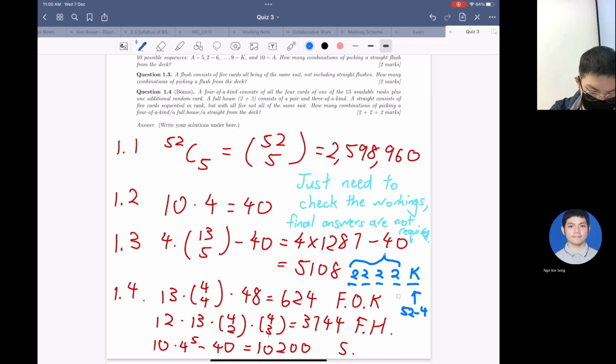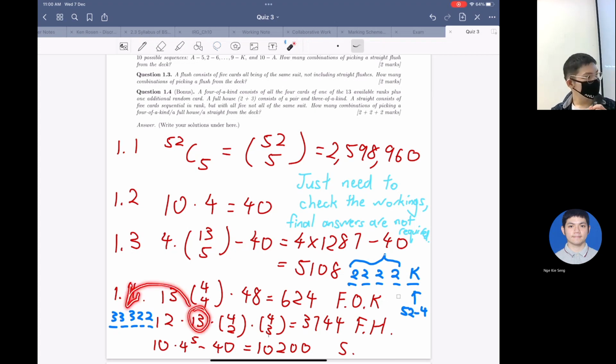And then a full house consists of a pair and three of a kind. So in your mind you should have something like 3, 3, 3, 2, 2. There are 13 ways to pick the three of a kind, and then you're left with a choice to pick the pair. In the three of a kind, you can choose 4 choose 3 suits, and then 4 choose 2 suits for the pair. One controls the rank, one controls the suit.